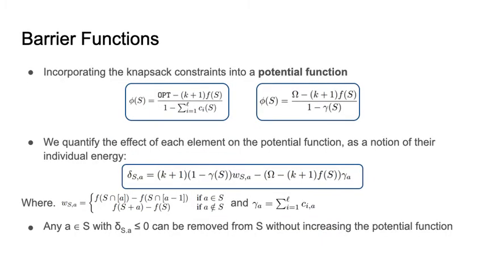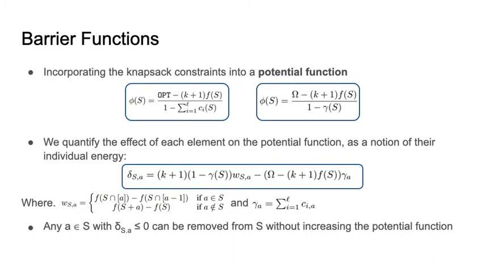To solve our optimization problem, instead of making the space of feasible swaps huge and more complicated, we incorporate the knapsack constraints into a potential function. This function imposes an increasingly large cost on a feasible point as it approaches the boundary of the feasible region for the knapsack constraints. For this reason, we define the potential function for a set S as the ratio between opt minus k plus 1 times the utility of set S over 1 minus the knapsack cost of the elements in set S, where opt is the optimum value for the problem.